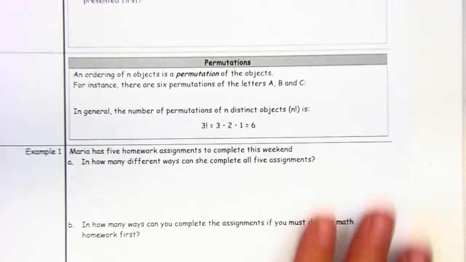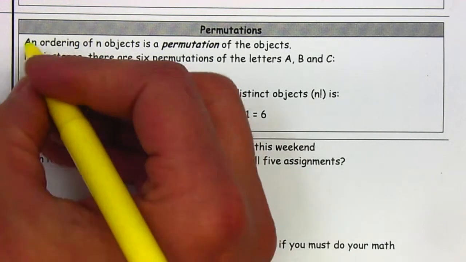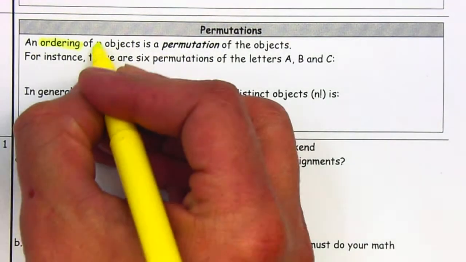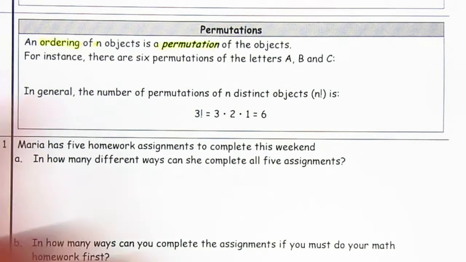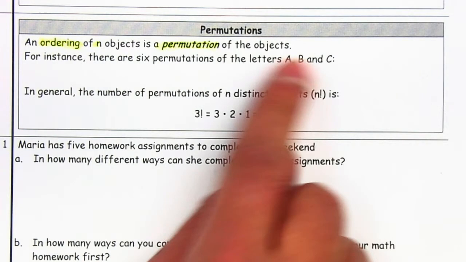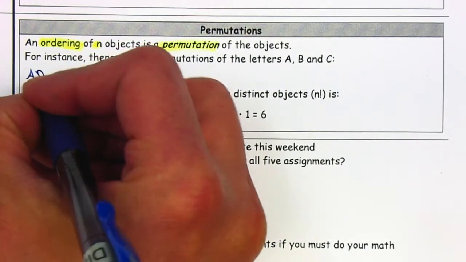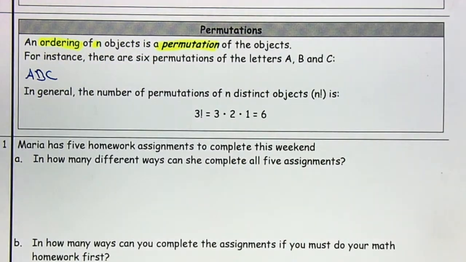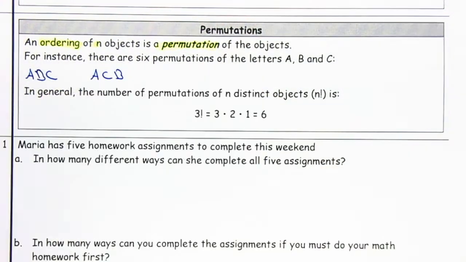So let's go over the definition. Permutation deals with ordering. An ordering of n objects is a permutation of the objects. For instance, how many permutations are there of the letters A, B, and C? There are 6. So let's write them down. The first one will be A, B, C. That's one ordering. Another one will be A, C, B. That's the second one.